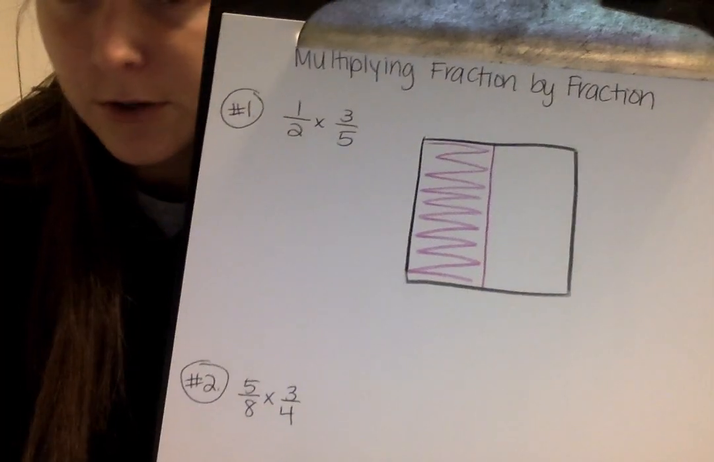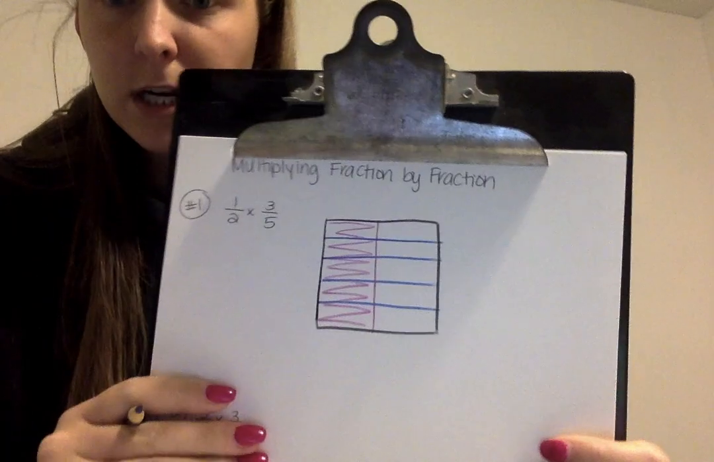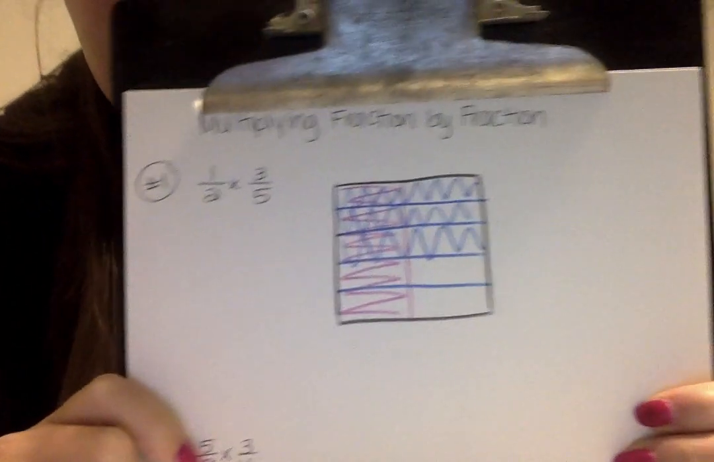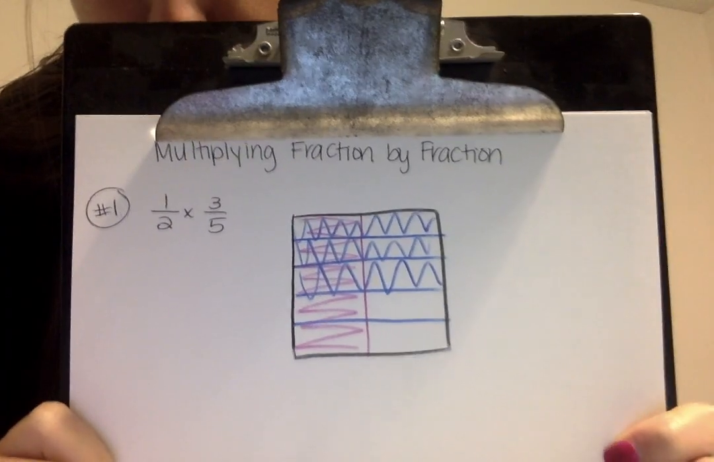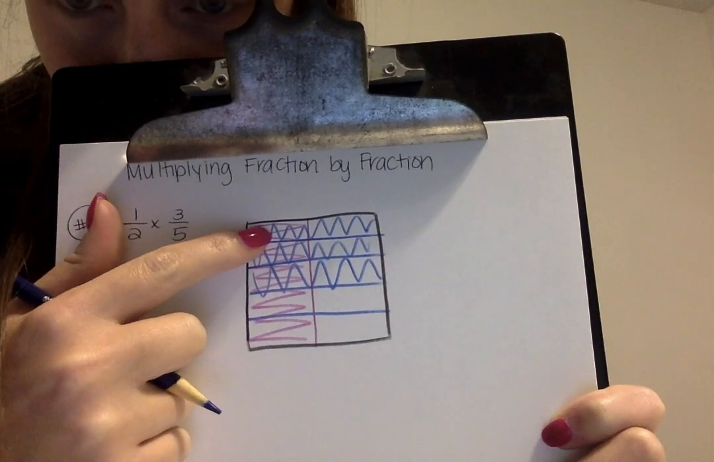The next thing that I have to do is break my rectangle up into fifths. And I'm going to do this going the opposite direction. So I'm going to do this going horizontally. And because my fraction is 3/5, that means that I have to shade in 3 of those pieces. How many pieces are shaded in both blue and purple? So I have 1, 2, 3 pieces. Therefore, my numerator is going to be 3.